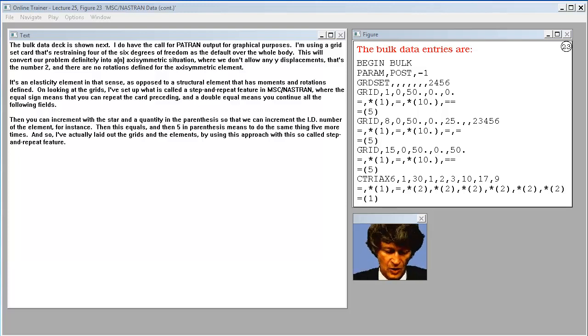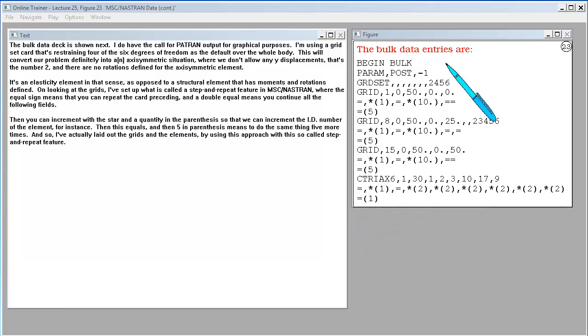The bulk data deck is shown next. I do have the call for Patran output for graphical purposes. I'm using a grid set card that's restraining 4 of the 6 degrees of freedom as the default over the whole body. This will convert our problem definitely into an axisymmetric situation where we don't allow any Y displacements. That's the number 2. And there are no rotations defined for the axisymmetric element. It's an elasticity element in that sense, as opposed to a structural element that has moments and rotations defined.